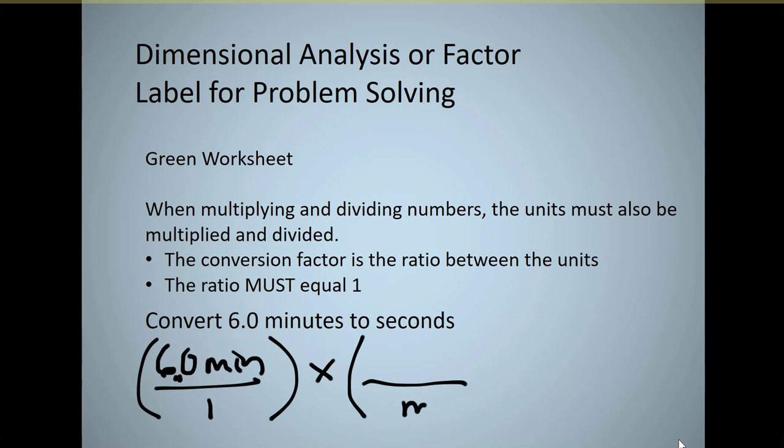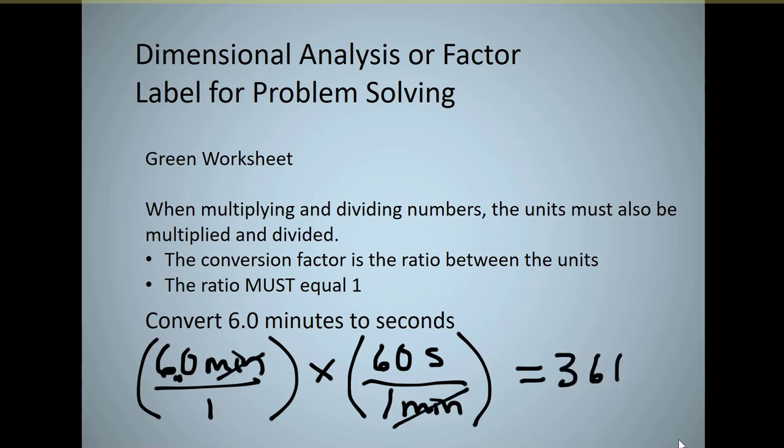So I want minutes on the bottom. They still have to be diagonal. And I know that for every 1 minute, I have 60 seconds. This is just another way of setting it up. I don't like to set it up this way because you write more. I prefer the latter way, or the dimensional analysis. So again, minutes cancels. I'm left with 360.